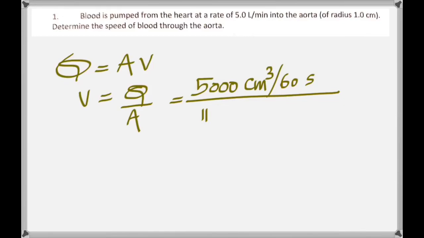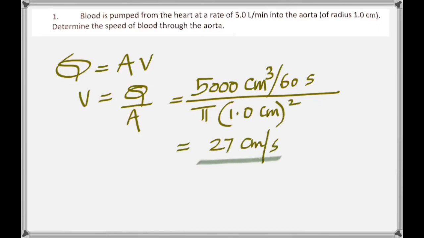And then you have the area, which is pi r squared. So pi times the radius. We have both in centimeters, so that's okay. And you get 27 centimeter per second.